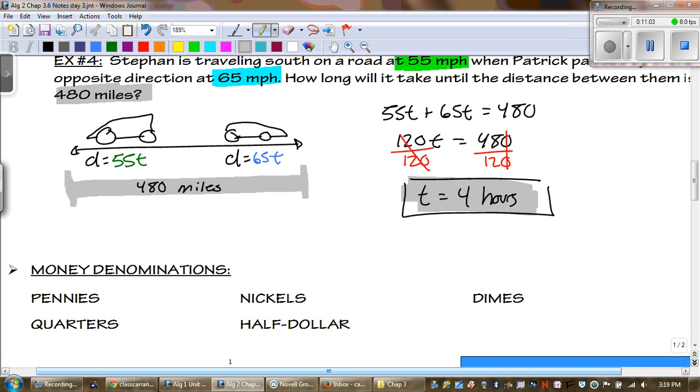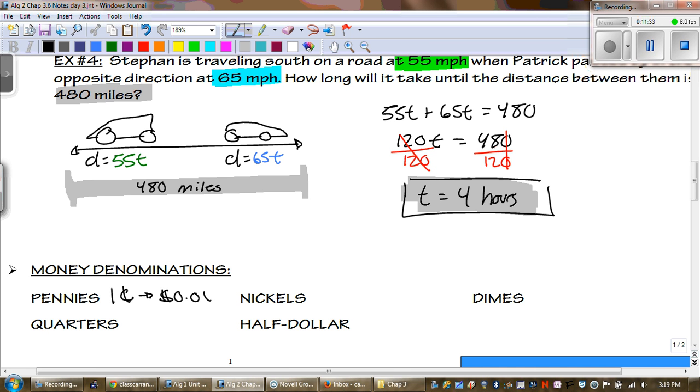Okay, money denominations. Please pay attention to this part because half of the class didn't really know it. So there are two ways that we can talk about money. We can talk about money in terms of dollars, and we can talk about money in terms of cents. Okay, a penny is worth 1 cent. Okay, but if we write that as a dollar, it's 0.01.